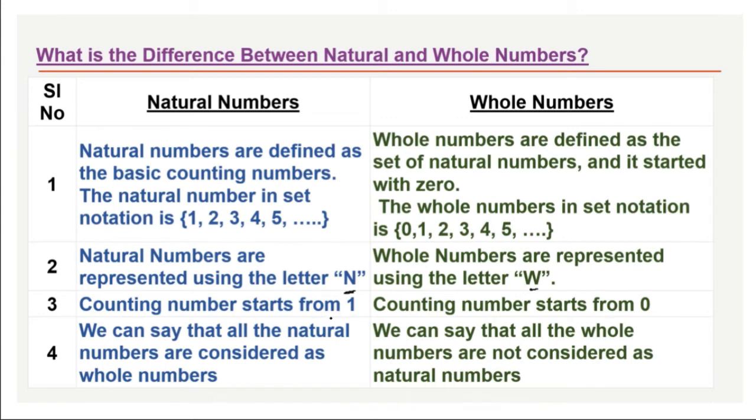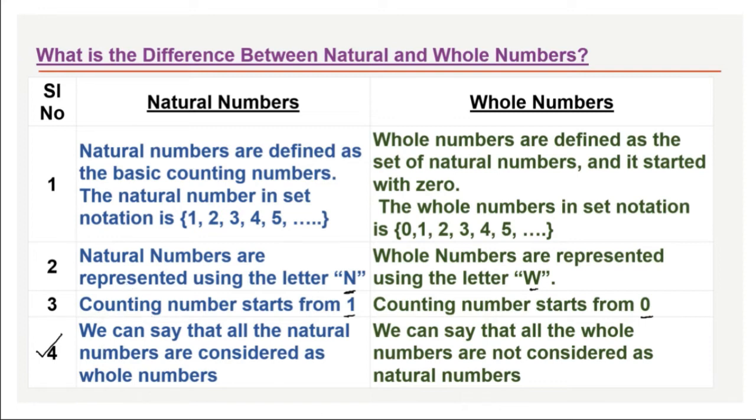Counting numbers starting from 1 are there in the set of natural numbers. The counting numbers along with 0 is there in the set of whole numbers. We say that all natural numbers are considered as whole numbers. We can say that all whole numbers are not considered as natural numbers. This point number 4 is very important.